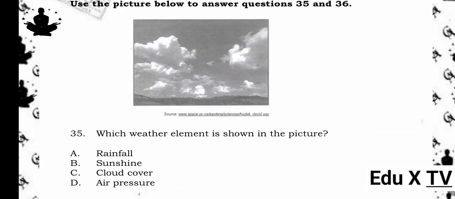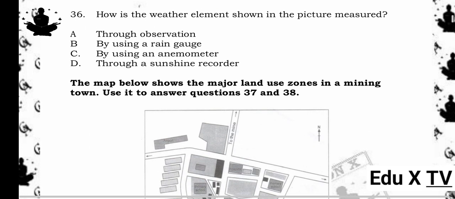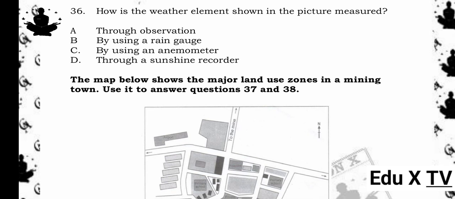Use the picture below to answer questions 35 and 36. 35. Which weather element is shown in the picture? A. Rainfall. B. Sunshine. C. Cloud cover. D. Air pressure. The answer is C. Cloud cover. Reason being, the image description mentions clouds, so it refers to cloud cover.